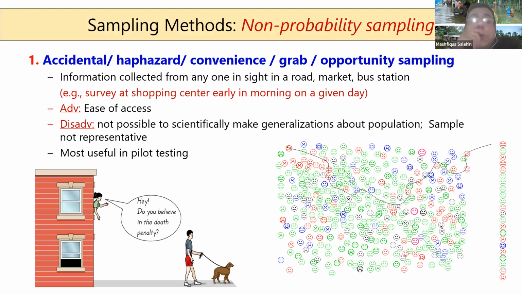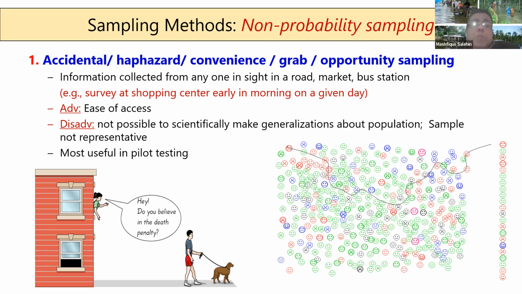So the first non-probability sampling methods. Several terms have been used by different researchers to basically mean the same thing: accidental sampling or haphazard sampling, or convenience, or grab sampling, or opportunity sampling. Basically, you collect your information from anyone you see while you are out in the field, in a particular place. It can be along a road, or in a marketplace, or in a bus station, depending on what you are doing.